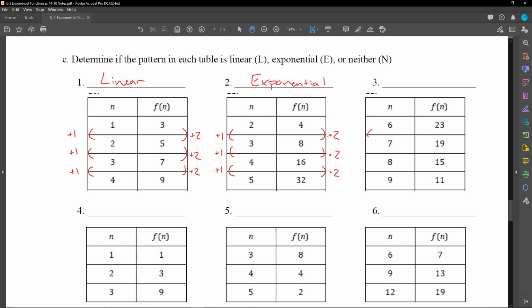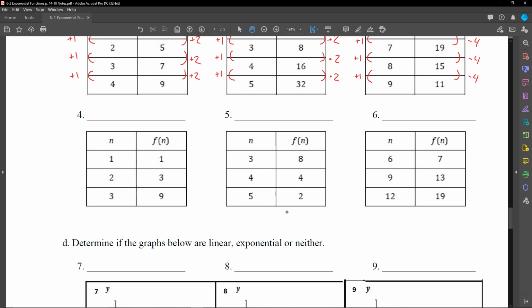For number 3, again, n increases by 1 each time. But take a look at f of n. Now we're going from 23 to 19. We're subtracting 4 each time. 19 to 15, 15 to 11. So again, this is still an additive rate of change, although now we're subtracting. Still linear though. Our slope in this case would be negative 4 over 1. For number 4, our n values are increasing by 1 each time. But our f of n values, we're going from 1 to 3 and then 3 to 9. We're multiplying by 3 each time. So this is exponential.